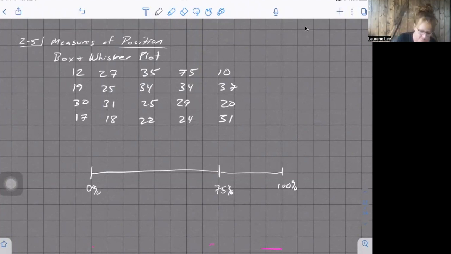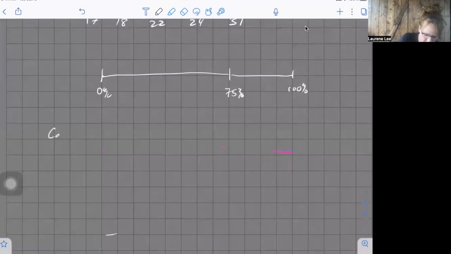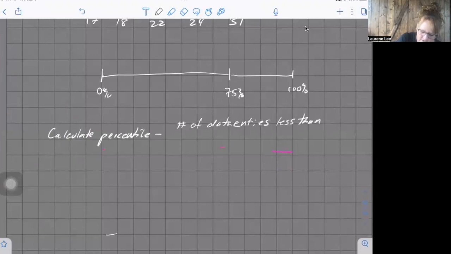The way that you find a percentile is, I'm going to write it in formula form: you're going to take the number of data entries less than your entry, and you're going to divide it by the total number of data entries.